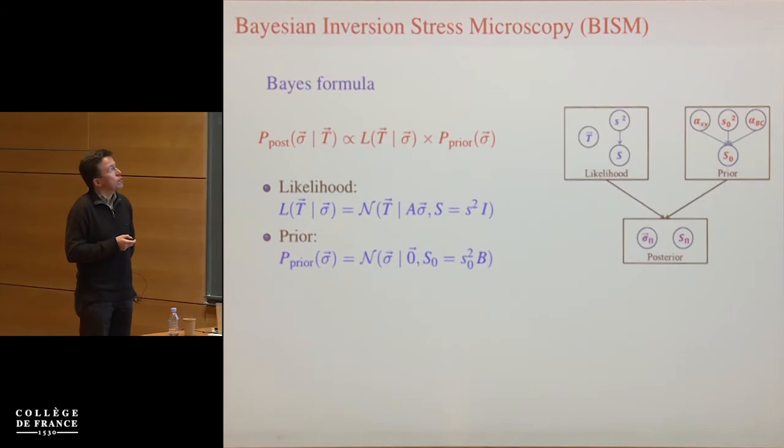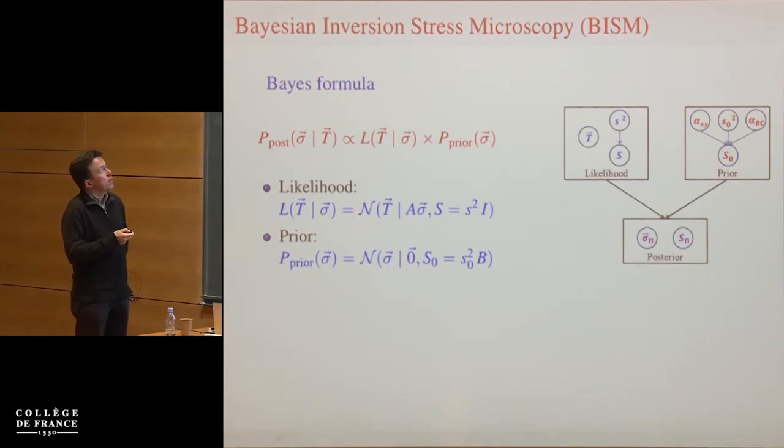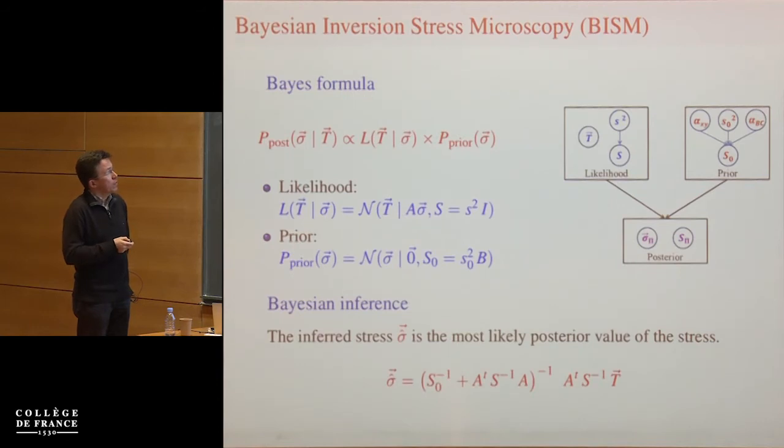What we have shown is that using Gaussian distribution functions for both likelihood and prior allowed us to obtain a reliable estimate of the stress as the mode, the most likely value of the posterior density function.